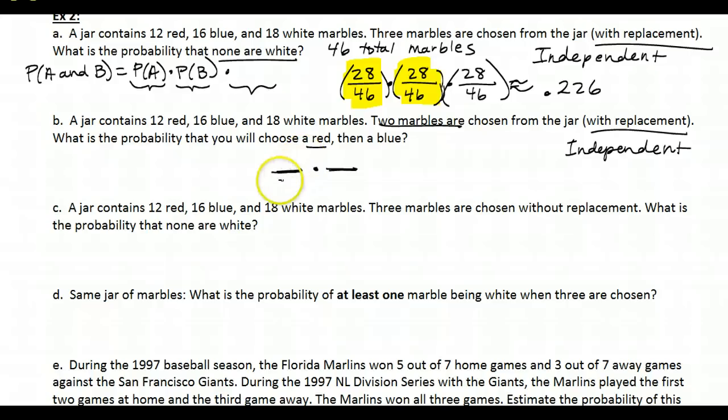Okay, so on the first draw, I want to choose a red. There's still 46 to choose from. There are 12 red ones. With replacement means I put it back before I take the next one. So on my second draw, there's 46 marbles still, but there are 16 blue ones. And when you multiply those together, you should get approximately 0.091.